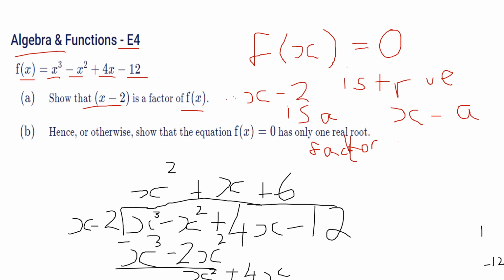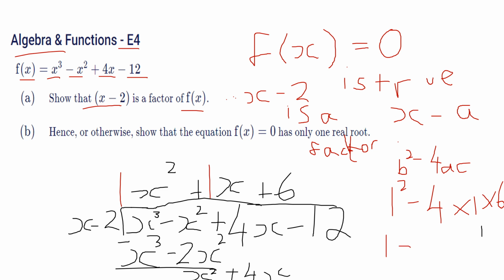So b squared minus 4ac. b is equal to 1, remember, the coefficient of x. a is equal to 1, and c is equal to 6. So we've got 1 squared, subtract 4 lots of 1 times 6. If you work this out, guys, you'll get 1 minus 24, which is less than 0, which means that the quadratic that is left over has no real distinct solutions. Therefore, this cubic only has one real root.